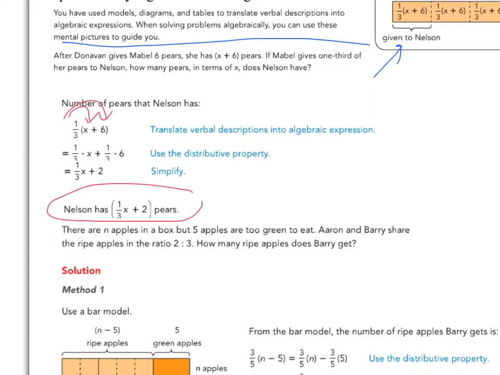Here's number 2. There are n apples in a box, but 5 apples are too green to eat. Aaron and Barry share the ripe apples at a ratio of 2 to 3. That means Aaron gets 2 for every 3 that Barry gets. How many ripe apples does Barry get?